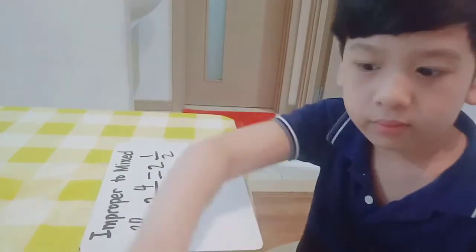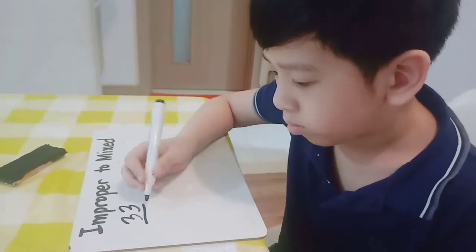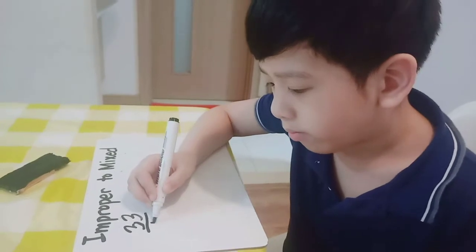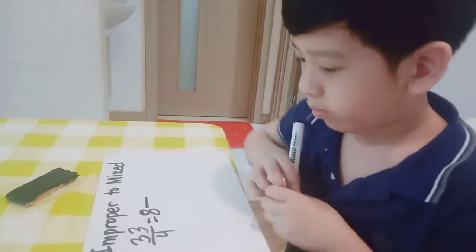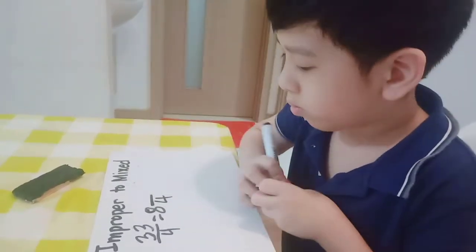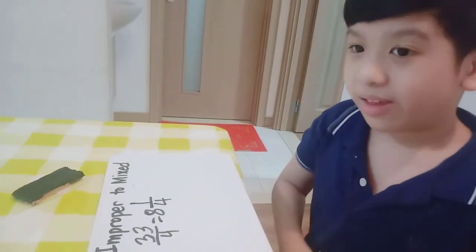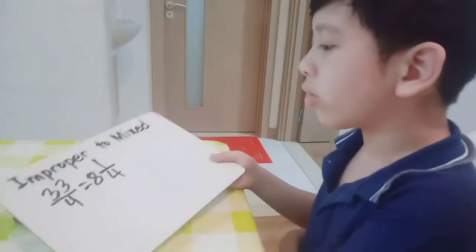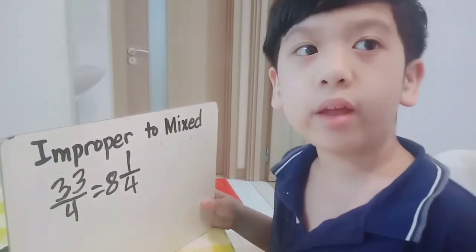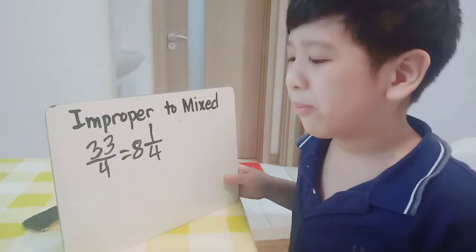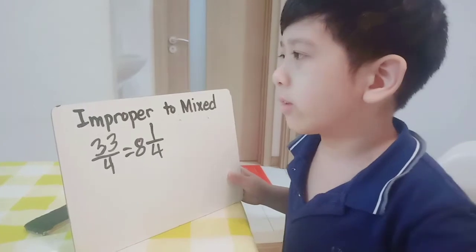Let's try another one: 33 over 4. So here's how I got the answer. The answer for 33/4 is 8 1/4. How did I get the answer? I'll tell you. Remember, you have to divide first and subtract second.